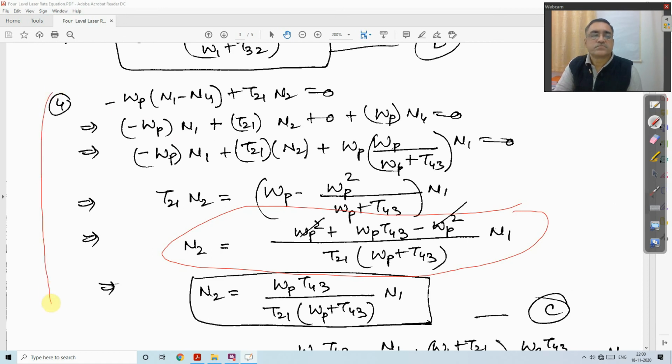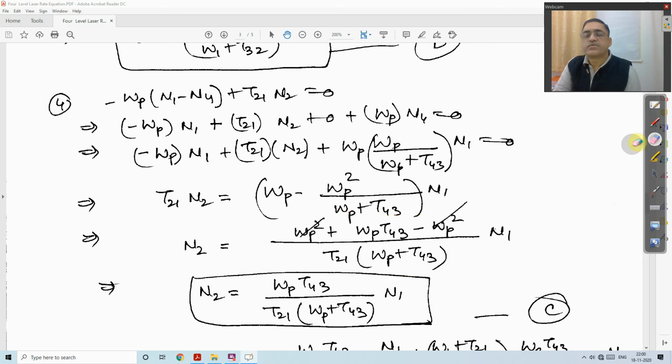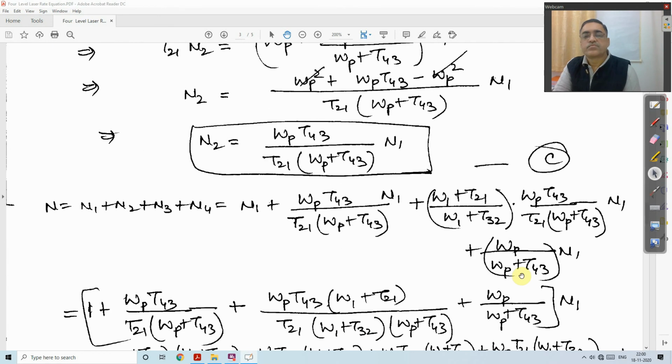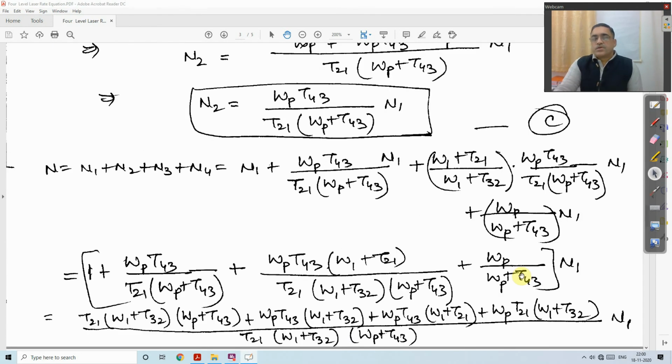So N2 equals WP by T21 bracket WP plus T43 N1. Now it simplifies our job. We have three equations in terms of N1, and actually we have four equations. So the total number density can be obtained in terms of N1.